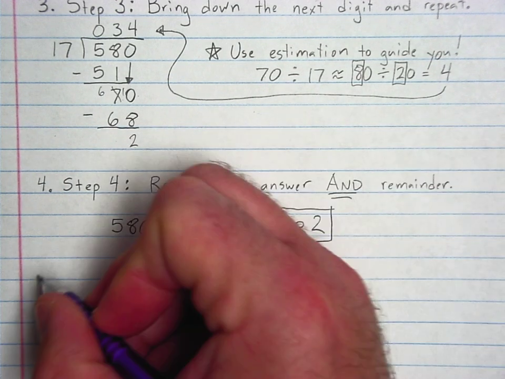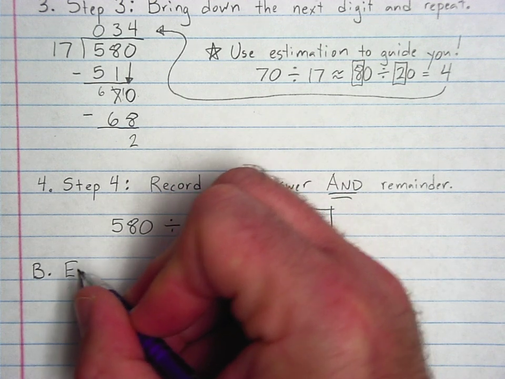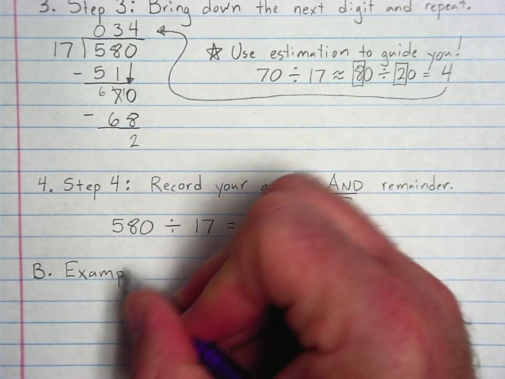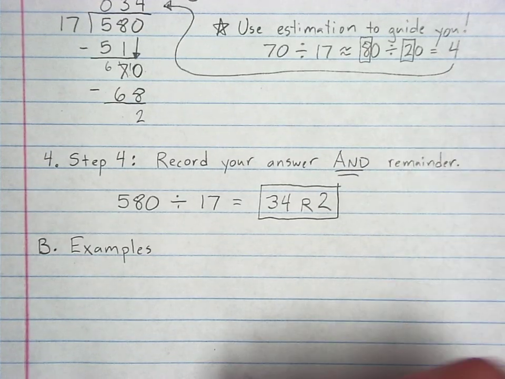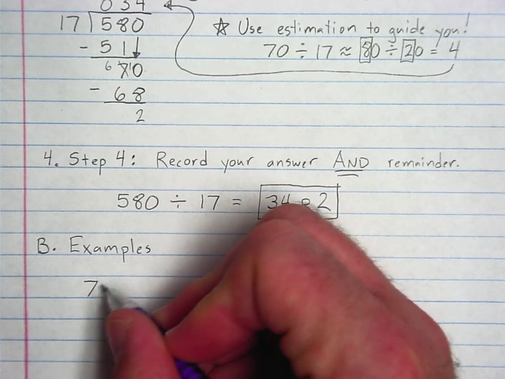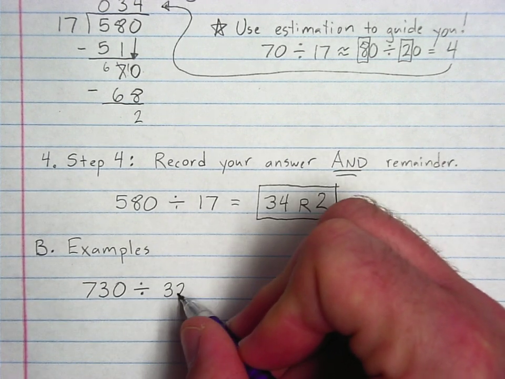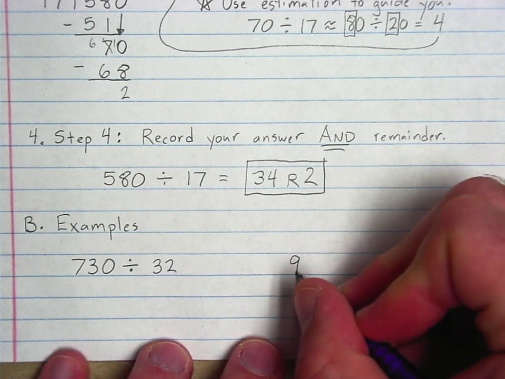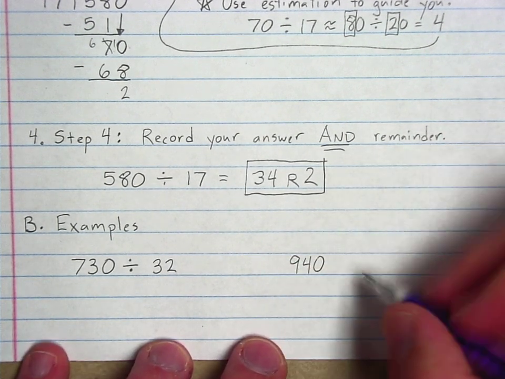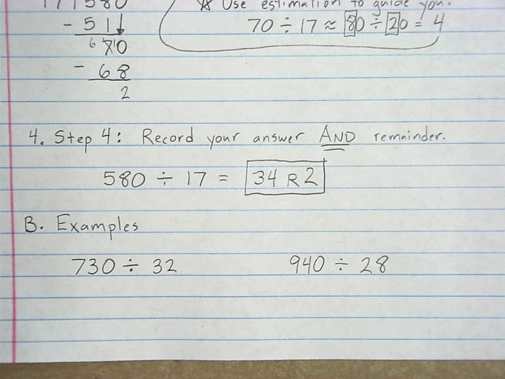Okay, I'm going to leave you with 2 examples for you to practice. Please just work these out again on a piece of graph paper or on the back side of these notes. We'll do the answers in class together. First one, 730 divided by 32. And your second example, 940 divided by 28.